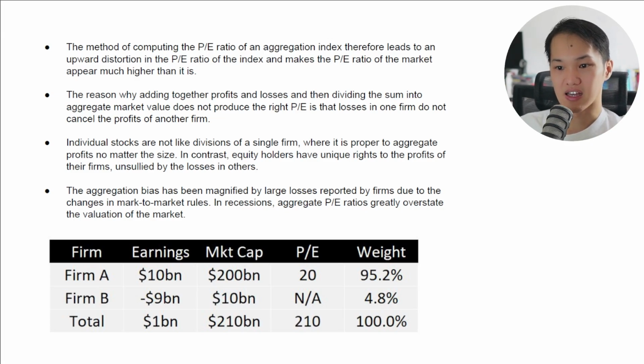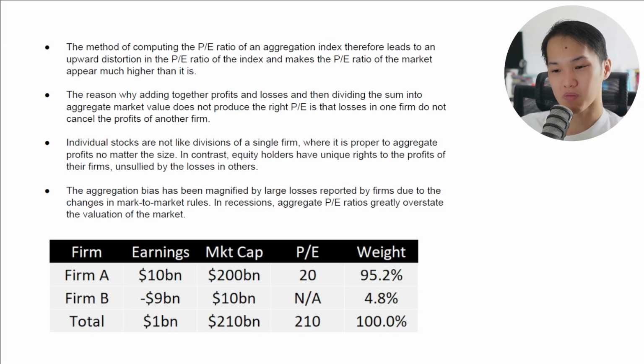If you are investing in this index, are you actually worried about the PE? To me, you don't have to worry, because most of your money, 95%, is invested in company A, because its market cap is big. And 95% is invested in a company with a PE of 20, which is quite reasonable. But if you look at the PE of this index, they will calculate the earnings of the two firms combined, which is 10 billion plus negative 9 billion, giving you 1 billion. And you compare this against the total market cap of 210 billion. If you calculate the PE of this index, you get something like 210.